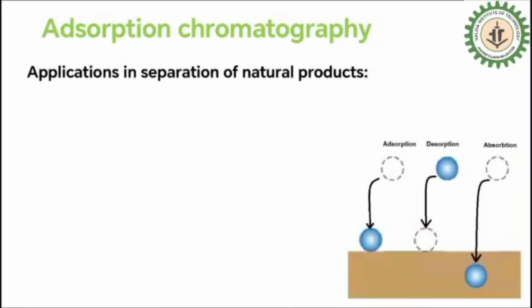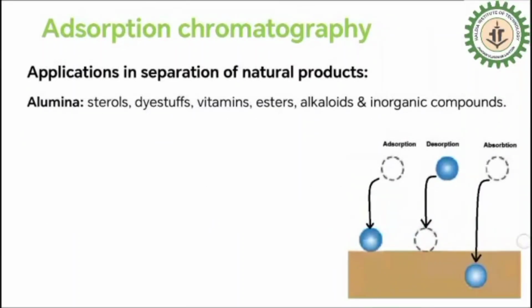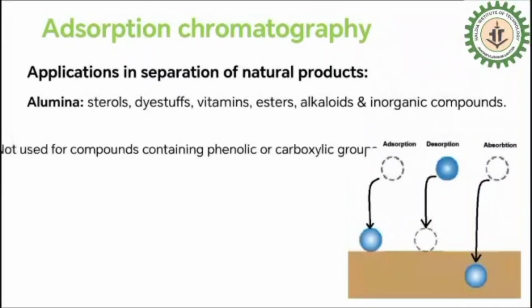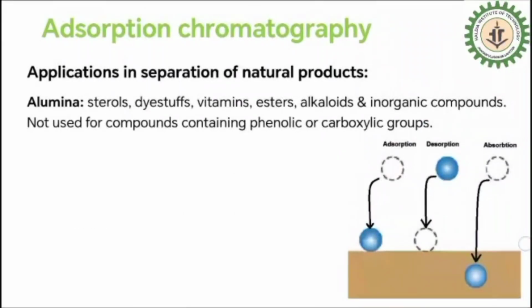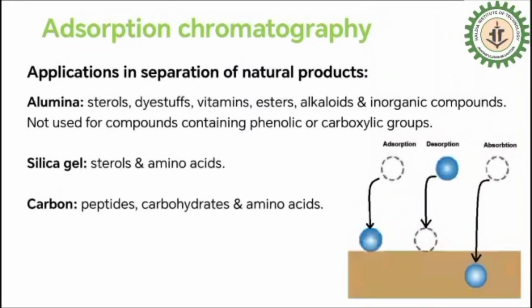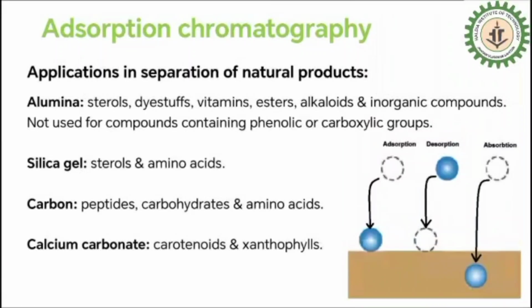Like alumina can be used for getting sterols, dyestuffs, vitamins, esters, etc. Silica gel can be used for separating sterols and amino acids. Carbon can be used for peptides, carbohydrates, or amino acids. Calcium carbonate can be used for separating carotenoids and xanthophylls, and so on.